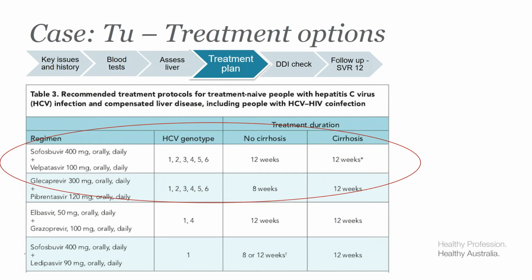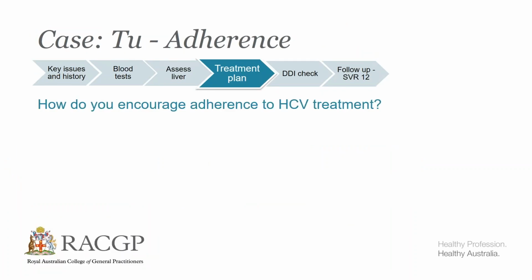Well, if I was looking at that, I'd have to look at the drug-drug interactions, but I'd be thinking it'd be great if I could get her through the 8 weeks because of her adherence problems. How do we encourage it? We've got to think about this, particularly in this setting, in this patient. Yes. So, look, we'll look at some of the things.